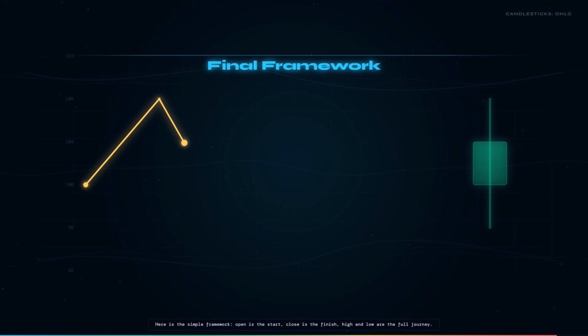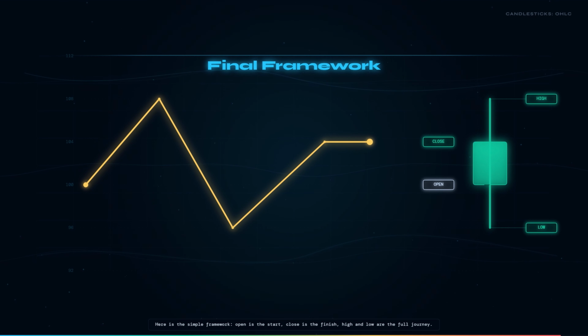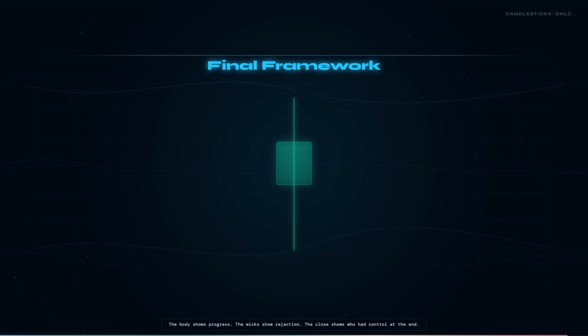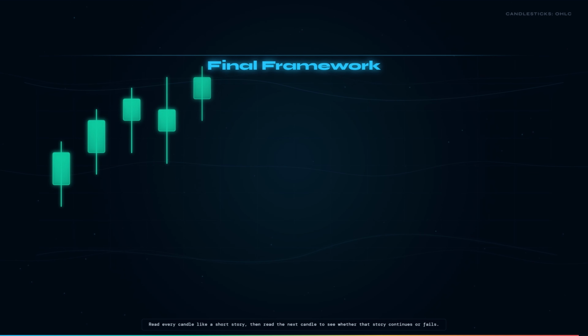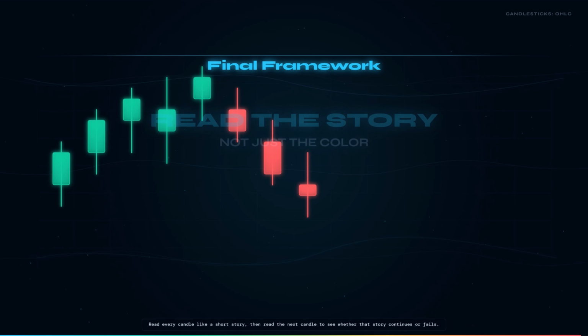Here is the simple framework. Open is the start. Close is the finish. High and low are the full journey. The body shows progress. The wicks show rejection. The close shows who had control at the end. Read every candle like a short story. Then read the next candle to see whether that story continues or fails.